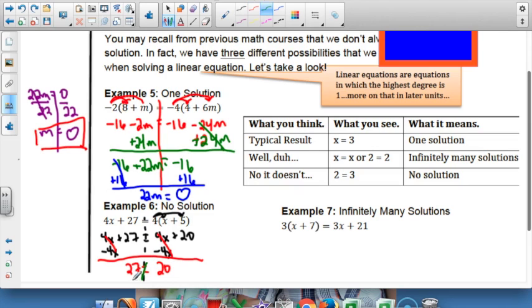If you land on something like this, if all of your variables disappear and what's left behind is something that's simply not true, then the answer is no solution.